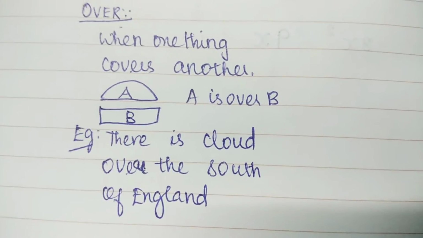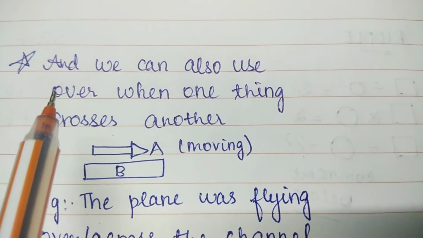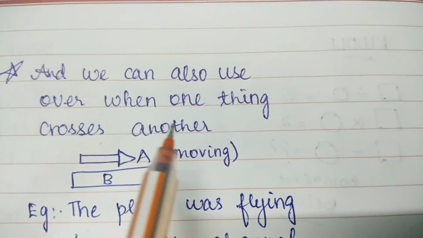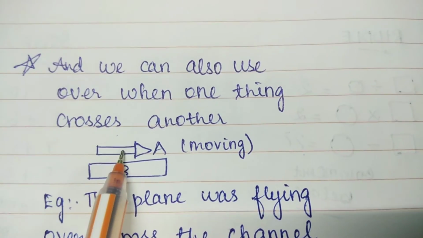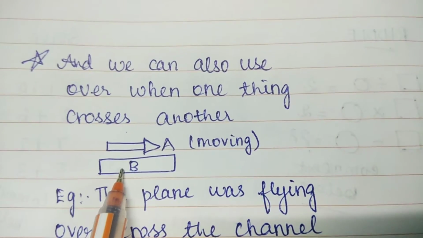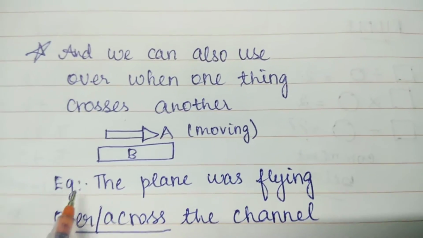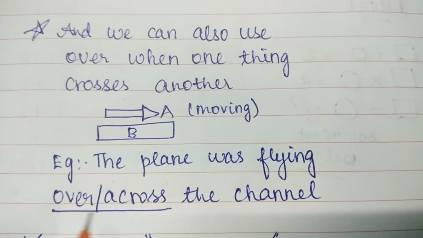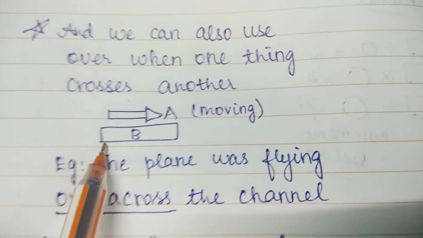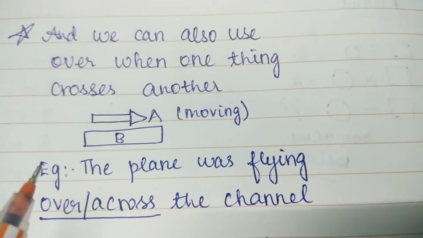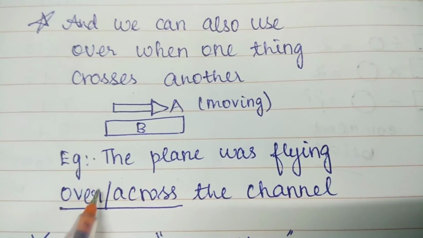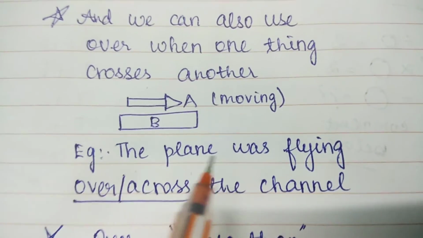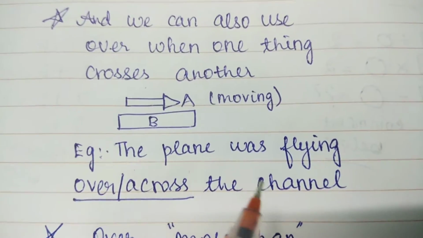Okay. The third key point is, we can also use over when one thing crosses another. Here you see that A is a moving object whereas B is stationary. Here is a real-time example to understand this concept. The plane was flying over the channel. So the channel is stationary and the plane is a moving object. You can replace over with across also. Let's reframe this sentence. The plane was flying across the channel.